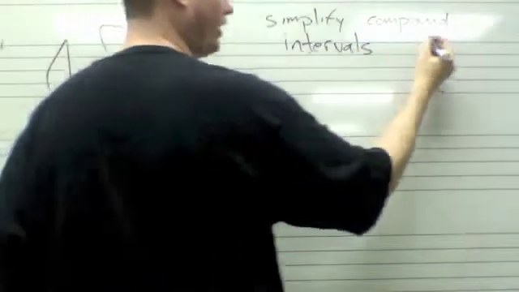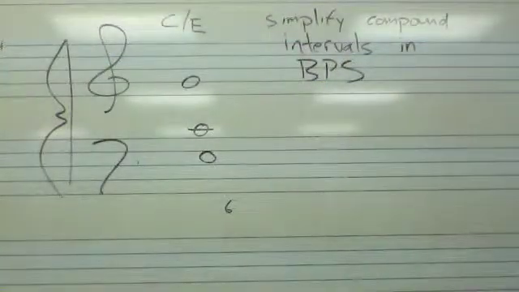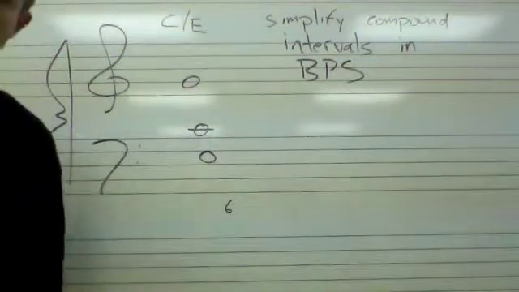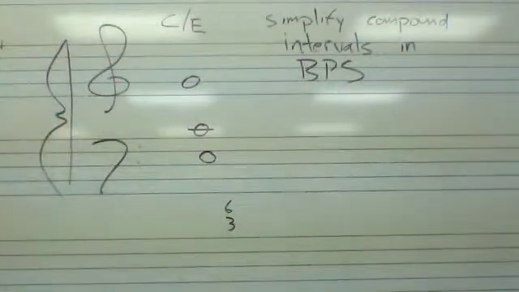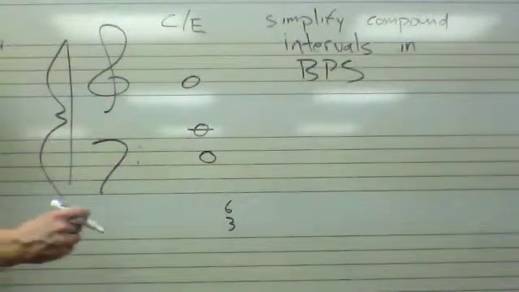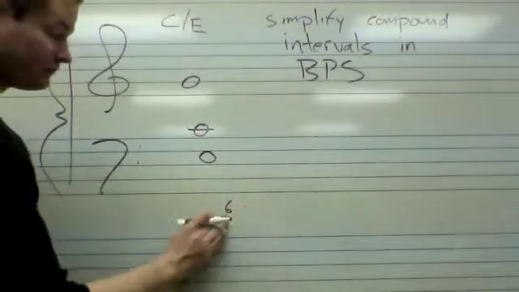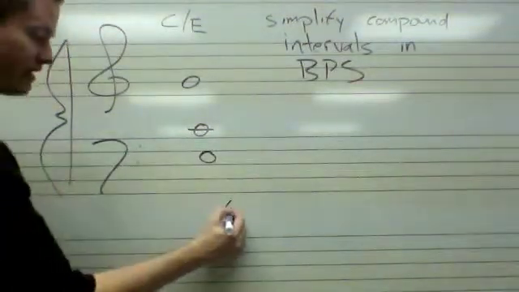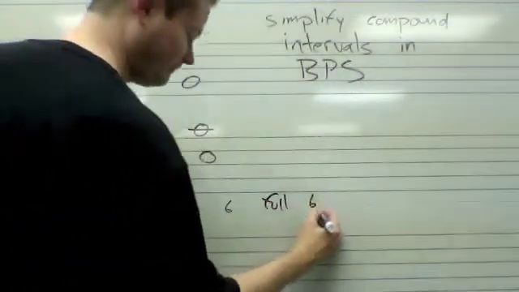A lot of people like to read this, so I'm going to write it. Simplify compound intervals in bass position symbols. So if you simplify the compound interval of a tenth, it becomes a third. This is the longhand version of the bass position symbol for a first inversion triad, 6-3. However, the 3 is a little bit redundant because it doesn't distinguish this from some of the other symbols, so we only use the 6. I'm going to leave the 6 here because this is the abbreviation. The full version would be 6-3.